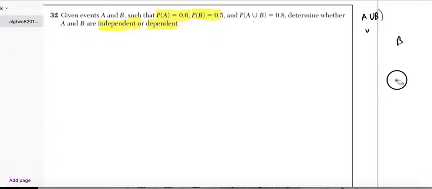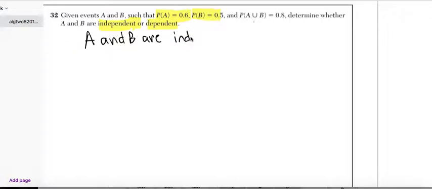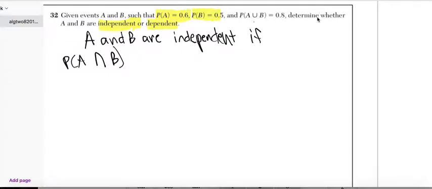Because we need to find out what A or B is first. A and B is first, because A and B are independent if the probability of A and B intersection, right, is equal to the probability of A times the probability of B.